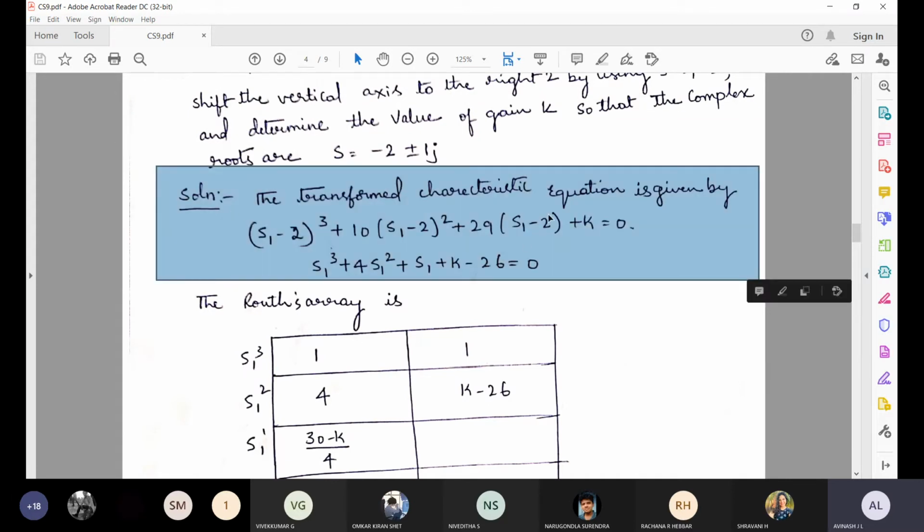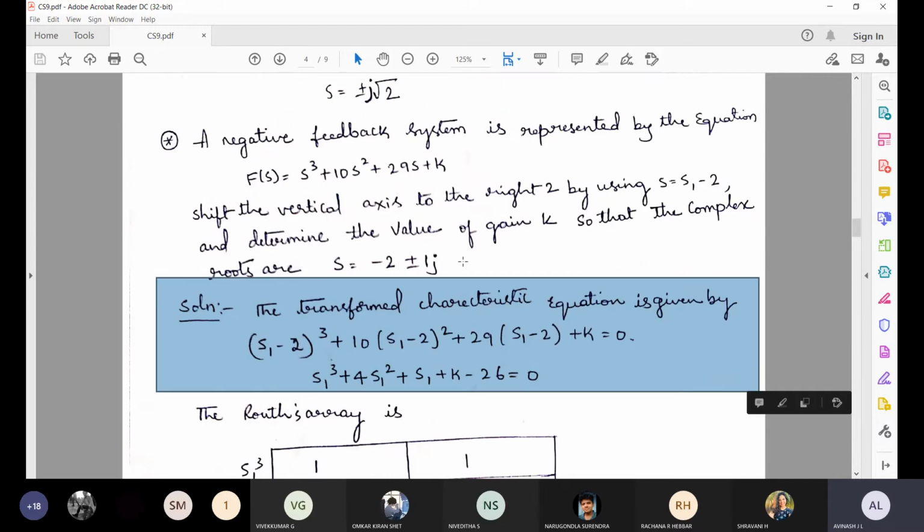The transformed characteristic equation is given by (s1 minus 2) whole cube plus 10 into (s1 minus 2) whole square plus 29 into (s1 minus 2) plus k equal to 0. Wherever s is there, replace s by s1 minus 2. So (s1 minus 2) whole cube, what is the (a minus b) whole cube formula, you know. Expand that formula, and then you write the remaining answer.